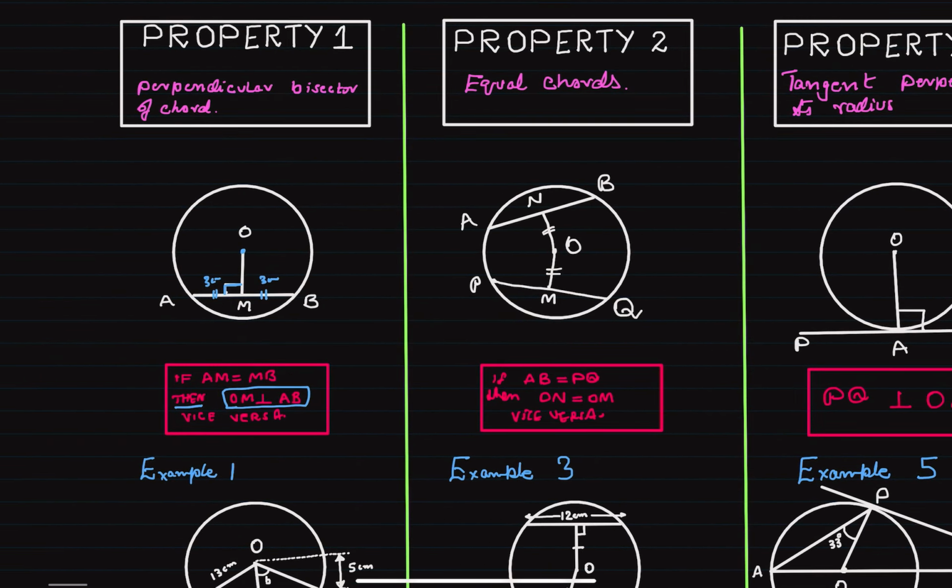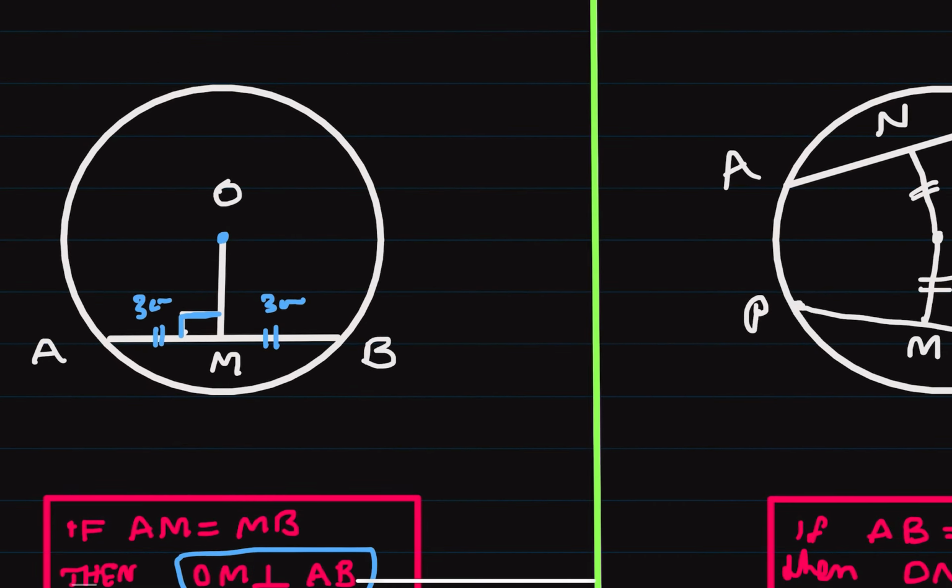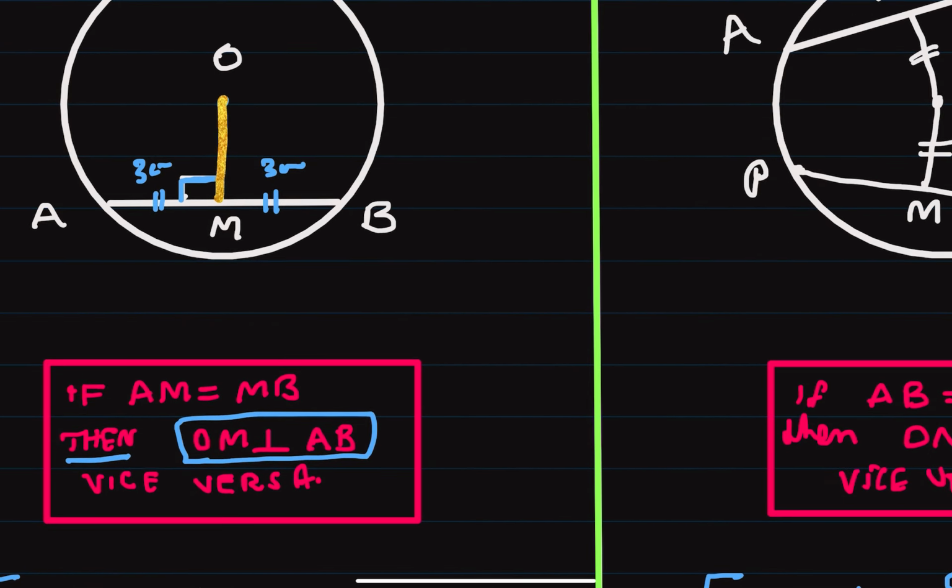Symmetric property number one is about the perpendicular bisector of a chord. If there is a line coming from the center, this property says if AM equals MB, then OM should be perpendicular to AB. That means if you see that AM equals MB, let's say this is 3 centimeters and this is 3 centimeters, then you can put 90 degrees here from your side, right? And the vice versa is also true.